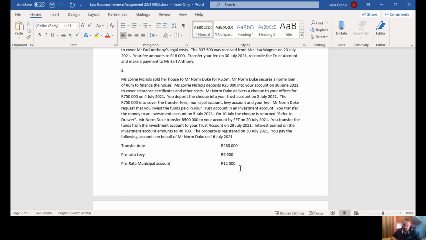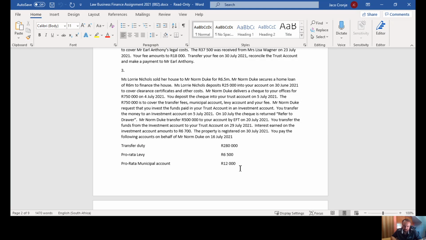Mr. Norm Duke delivers a check to your office for 750,000 on the 4th of July. Remember, when we receive a check from our client, we've got to account for it on the day that we receive it. So you'll see the next line tells us when the check was deposited. That does not make any difference to us. We account for it in our ledger on the 4th of July, the day that we receive the check. Then we deposit it into our trust. The 750 is to cover transfer fees, municipal account, levies, and your fee.